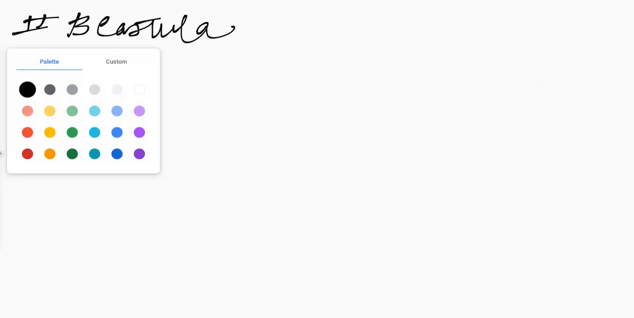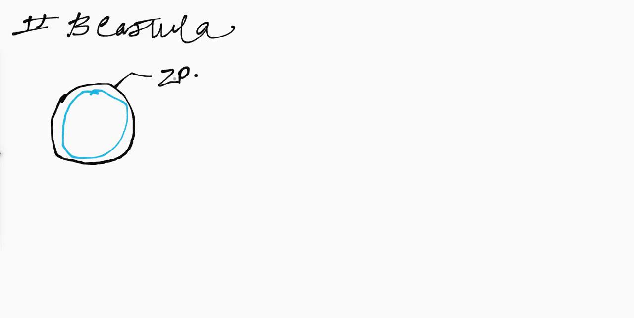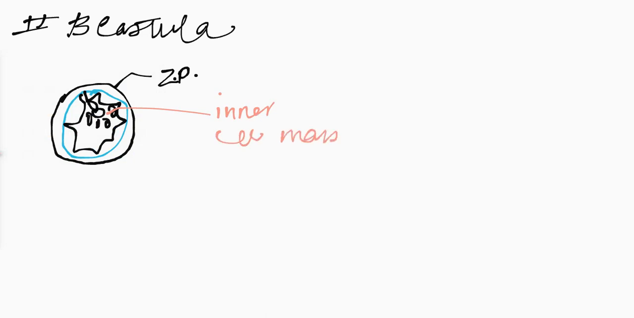Now blastula. In the blastula, the structure of the ova will become like this. This is zona pellucida, and here inner differentiated cells are present, and this is the bundle of cells at the upper end, and this is called as the inner cell mass. This structure is called as the inner cell mass. Okay, and these cells are called as the trophoblast cells.